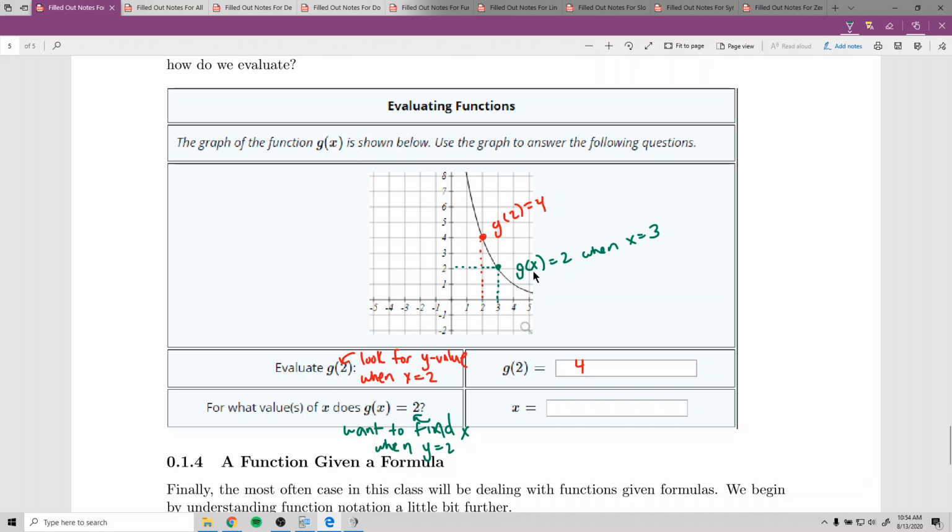You also notice that there's not another number. If we go left or right, we do not see the graph at y equals 2 again. It's just 3.